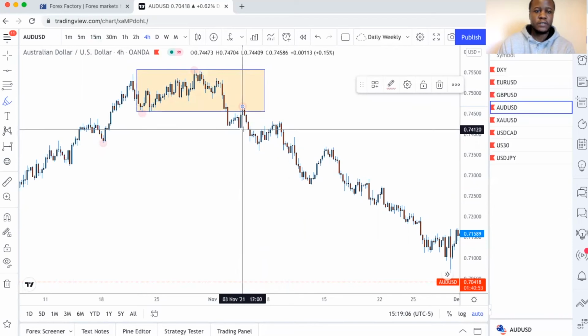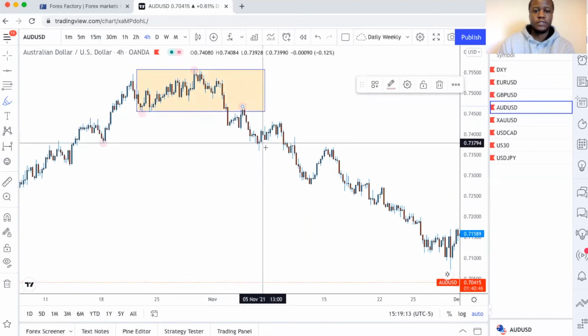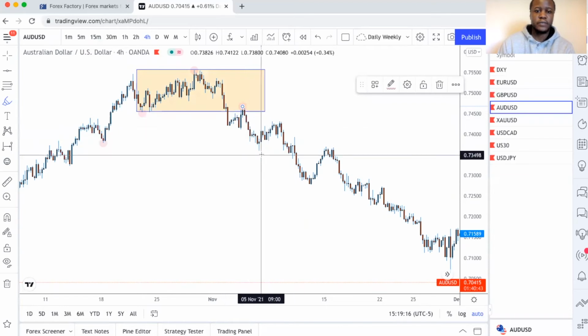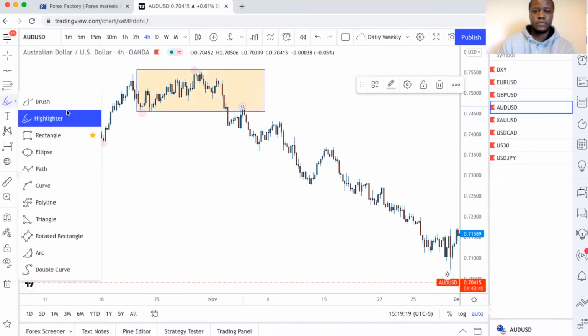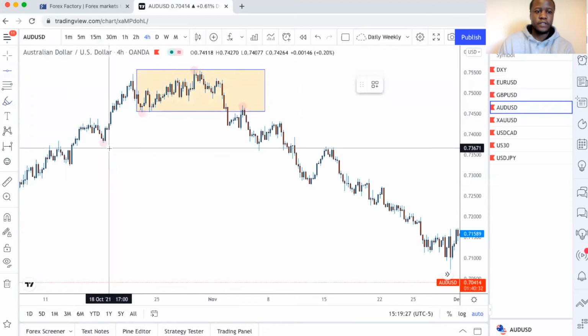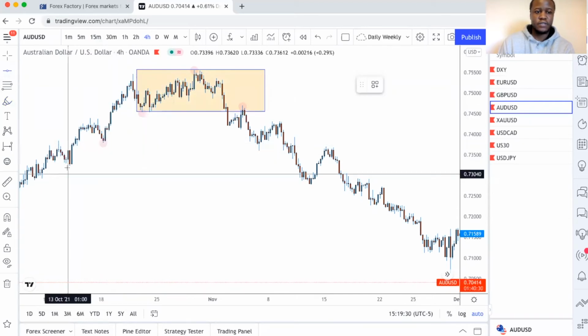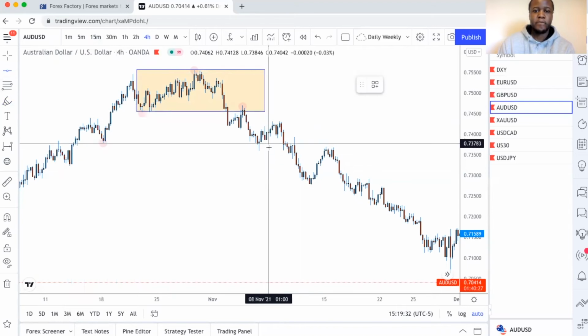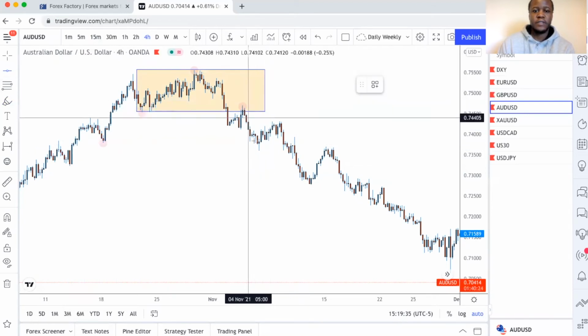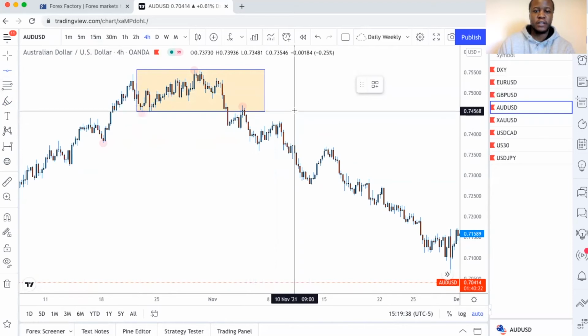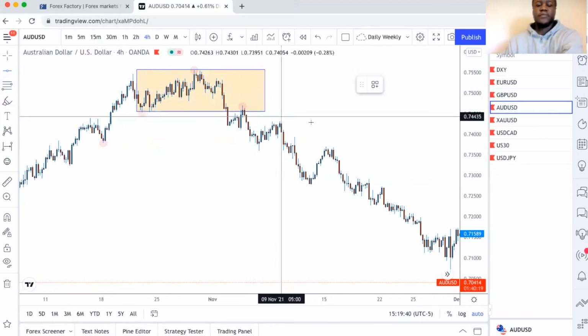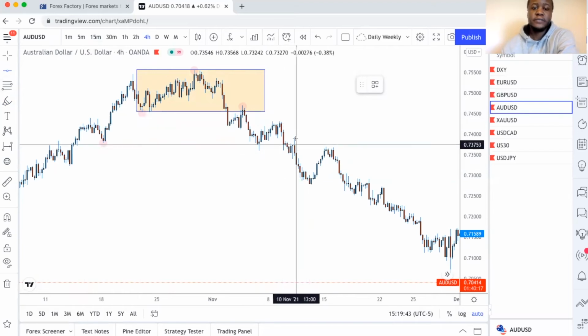Got his low taken out. Comes back. So you enter right here and just hold it. And now you're just looking to take out these lows. So you enter right here. If you miss it, you gotta wait for another pullback and the 3 wick pattern.